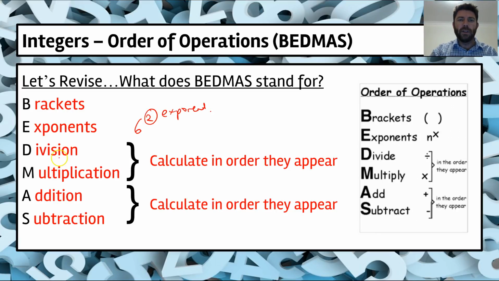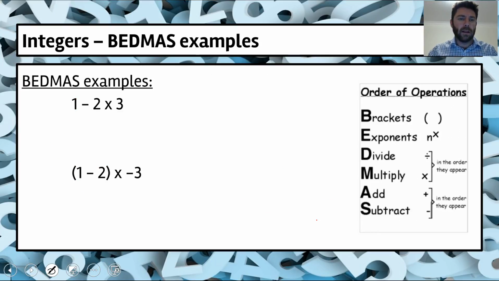Then we have division and multiplication, so the D and the M. Now these are calculated in the order they appear. Division is not more important than multiplication, they'll be left to right in the order they appear, and same with addition and subtraction, the A and the S, they will be calculated in the order that they appear. So that's really important that we understand that. One doesn't have precedence over the other.